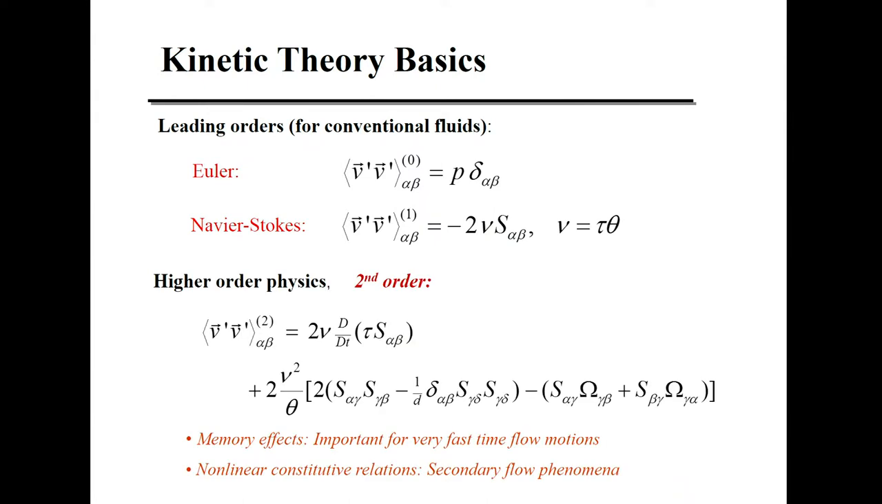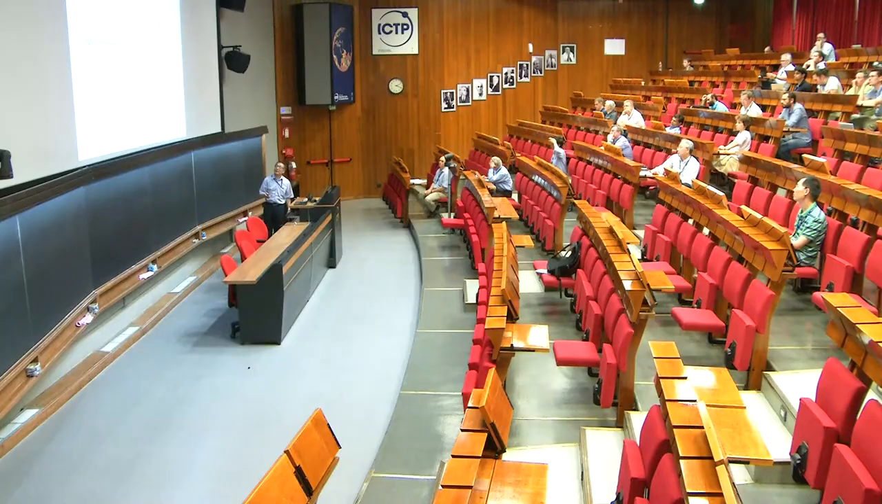Now, if you are not happy with this, you can go a little bit further to look at the second order correction to this Navier-Stokes. You find that there is a well-defined form. It's related to the so-called Burnett effect: the second order deviation from equilibrium is a total time derivative of the rate of strain, plus all these tensorial combinations, where S is the rate of strain and omega is the anti-symmetric combination of the velocity gradient, the vorticity tensor. Later I'll come back. This term represents the memory effect, and these terms are responsible for secondary flows.